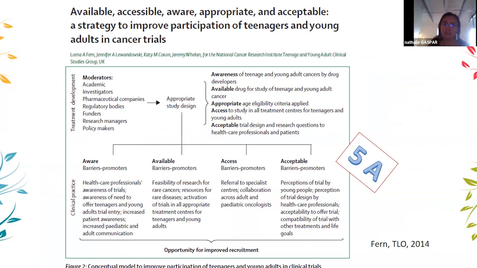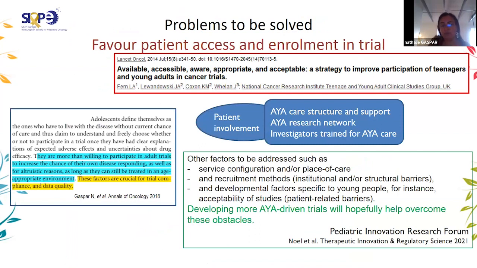But of course, even if you have a perfect trial design and everything is fine, there are some other things that patients need in order to access the trial. They need to be aware that it exists, the trial should be available in the institution where they are treated, they should be able to access it, and it should be acceptable. And there is a huge effort to try to favor the access of patients to these trials and their enrollment. This is where the AYA structures are very important because of the support that they bring to these patients, not just to explain, but also to help them along the journey of the treatment.